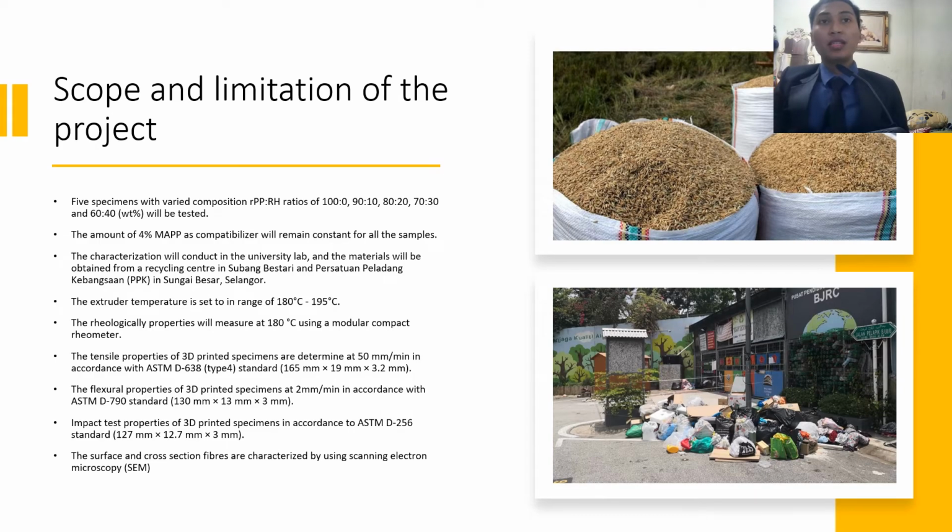Okay, scope and limitation of the project. 5 specimens with different ratios will be tested in this project. 4% MAPP as a compatibilizer will remain constant for all samples. The material will be collected from Subang Recycle Center in Subang Bestari and Persatuan Peladang Kebangsaan PBK in Sungai Besar. The specimens follow the standard of each test.